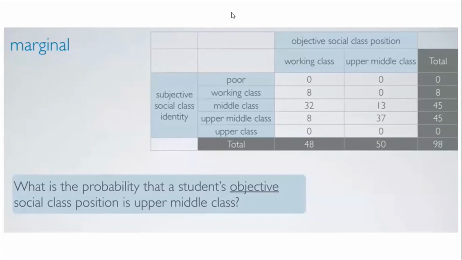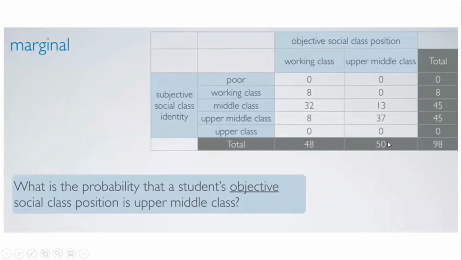We get the result, which on the left side we call subjective social identity, and on the right side objective social class position. So it is subjective measurement and objective measurement, and we're trying to look at the marginal value. What is the marginal value? Look at the question: what's the probability that the student's objective social class position is upper middle class? They want to know the probability that a student is upper middle class.